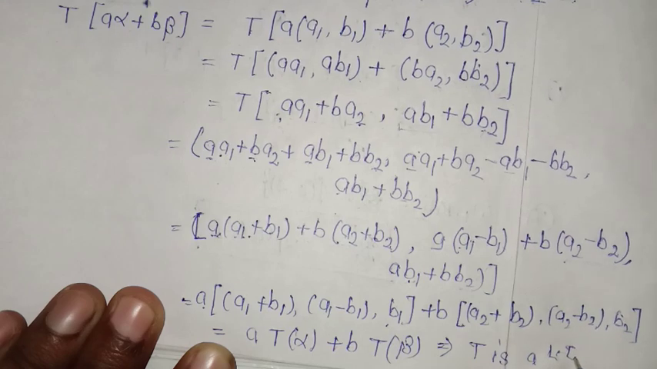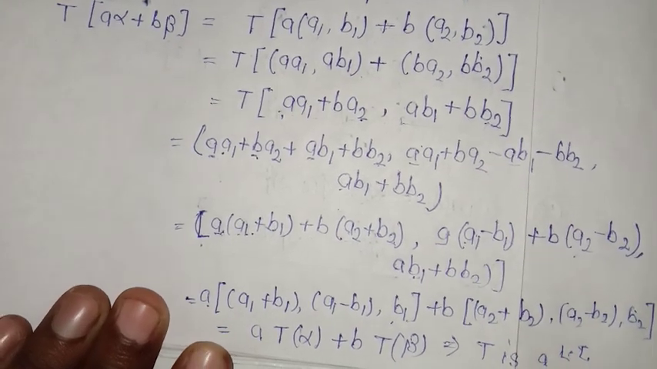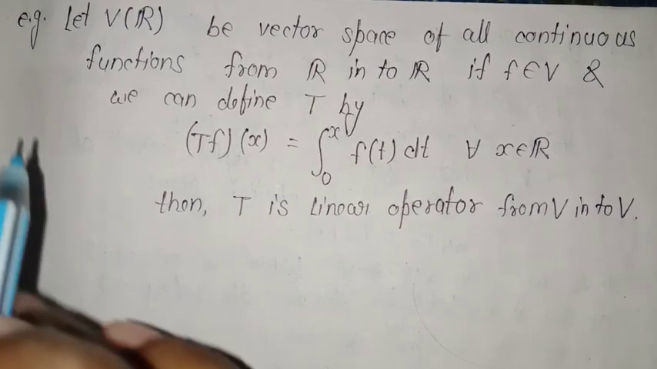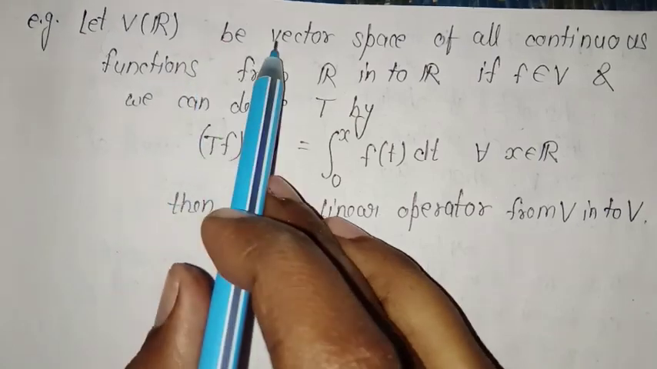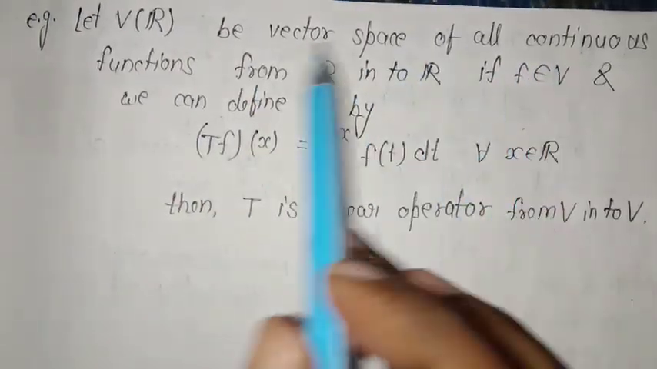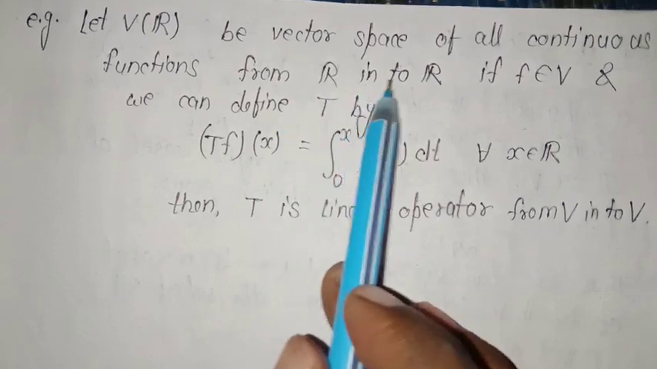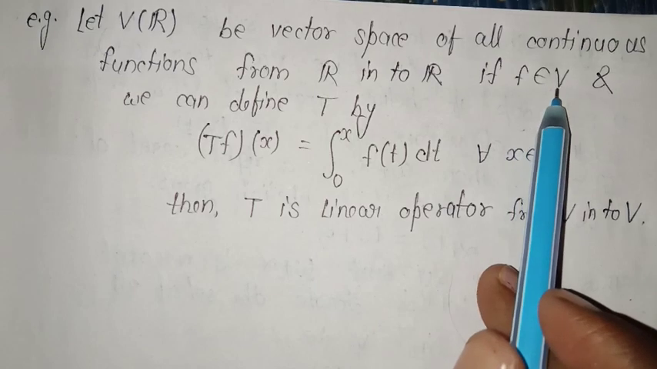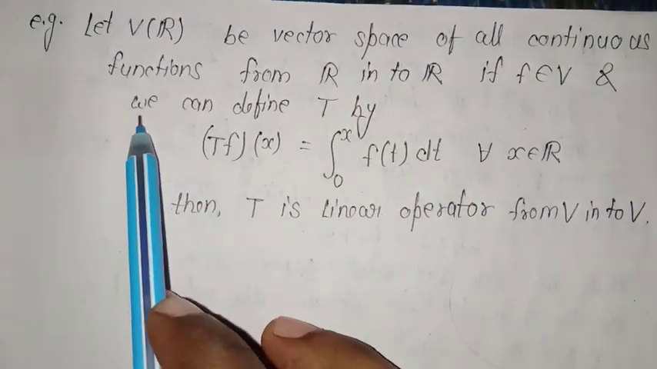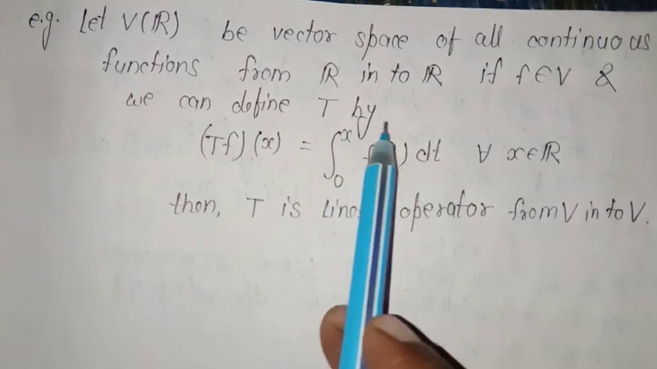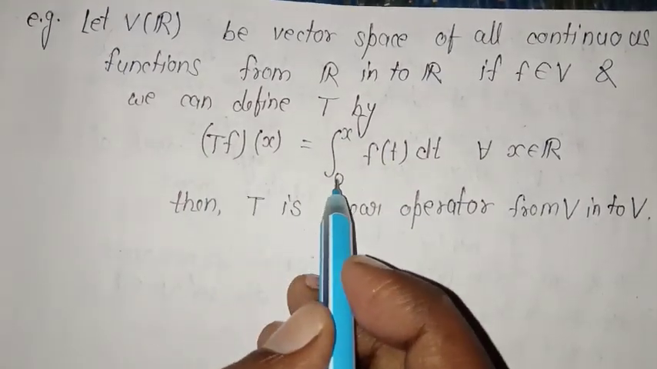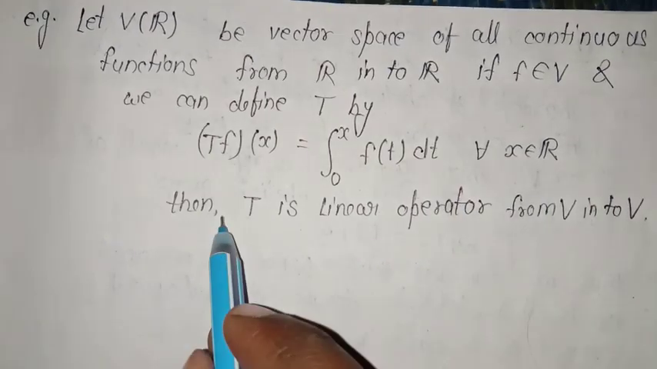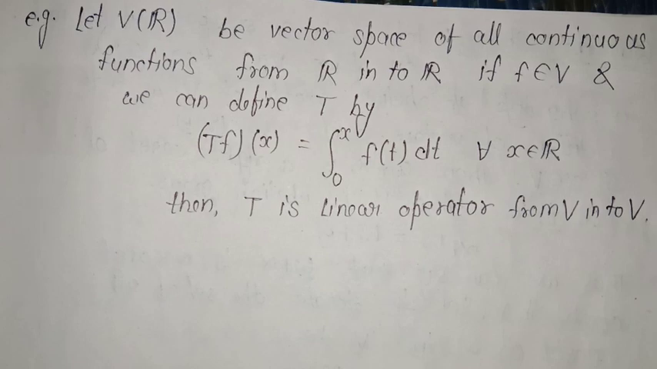Now we will take one example of linear operator. So the next example is for linear operator, and it is as follows. Let V over R be the vector space of all continuous functions from R into R. If f belongs to V, I have taken one polynomial from the vector space V, and we can define T by T f of x is equal to the integration from 0 to x of f of t dt for all x belonging to R. Then T is a linear operator from V into V.